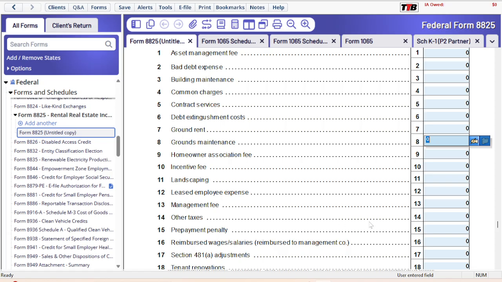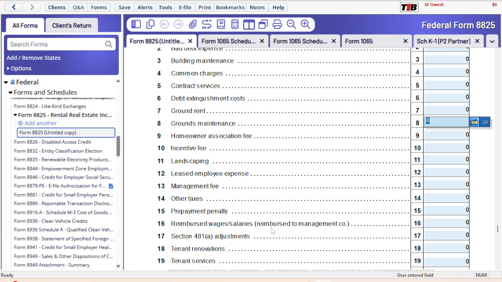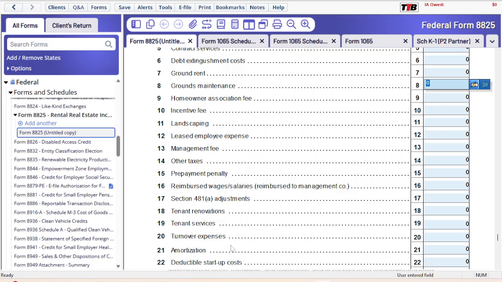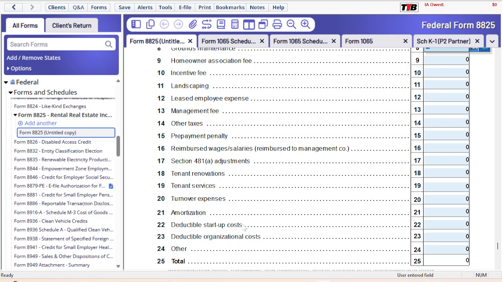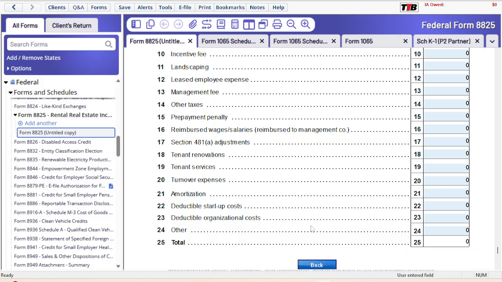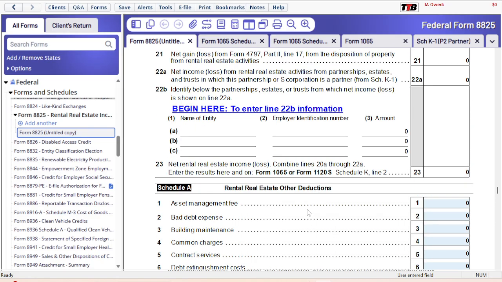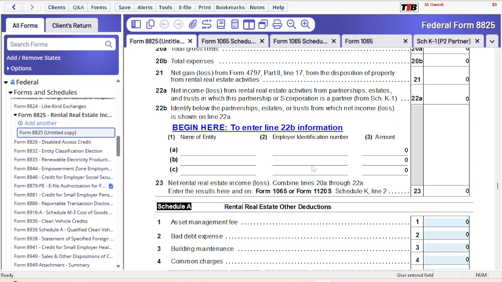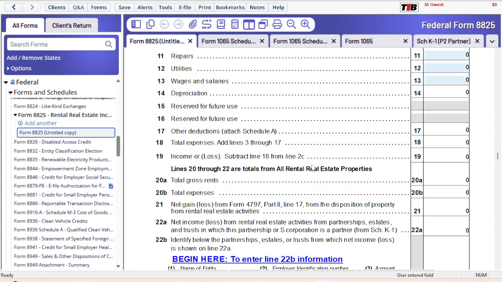They have a spot for the other taxes, prepayment penalty, reimburse wages and salaries, tunnel services, and turnover expenses, amortization, deductible startup costs, organizational costs. So those will be the first year that you start the business. Those expenses that you can deduct before it becomes an amortization will go there as well, and this will be attached to it. So, that's what this other deductions, attached Schedule A, is about.